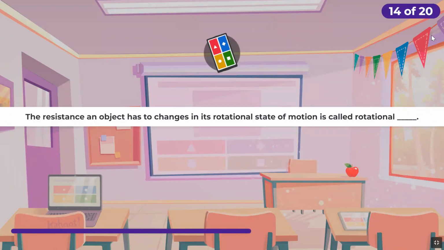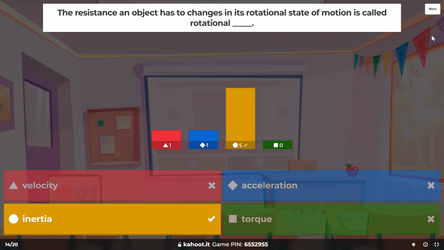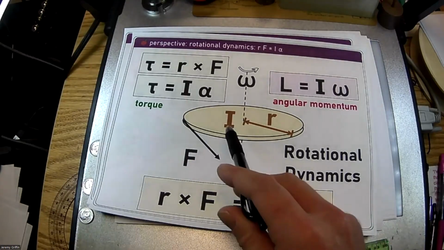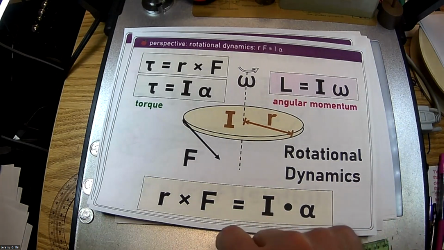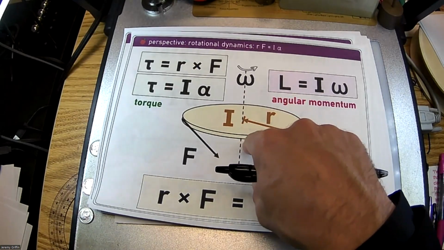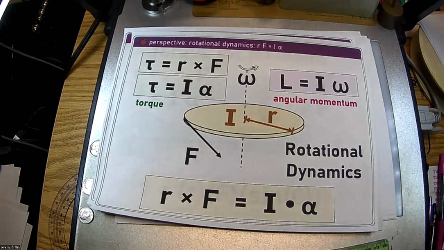The resistance an object has to changes in its rotational motion is called rotational inertia. Yeah, that was here. Most of you guys got that, which is great. That's this capital I. Well, that's why I pulled this poster up, to remind you guys of the connection. So torque is R cross F, it gets something spinning faster. But then how much is the speed up in spinning? That's angular acceleration. Well, it depends on the rotational inertia of this turntable.